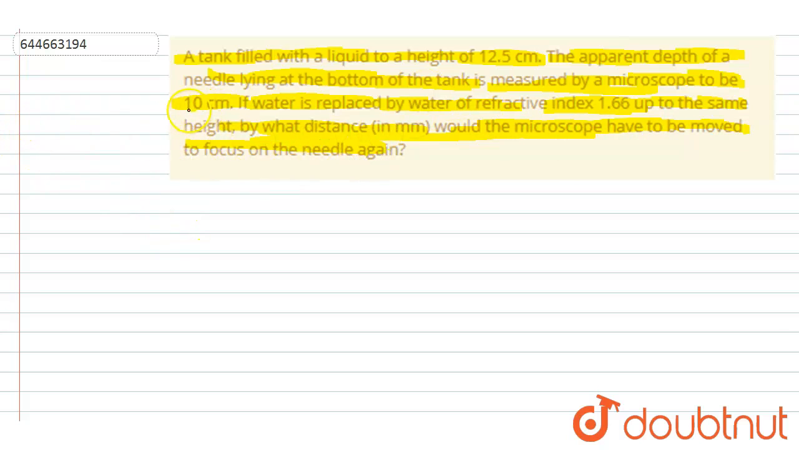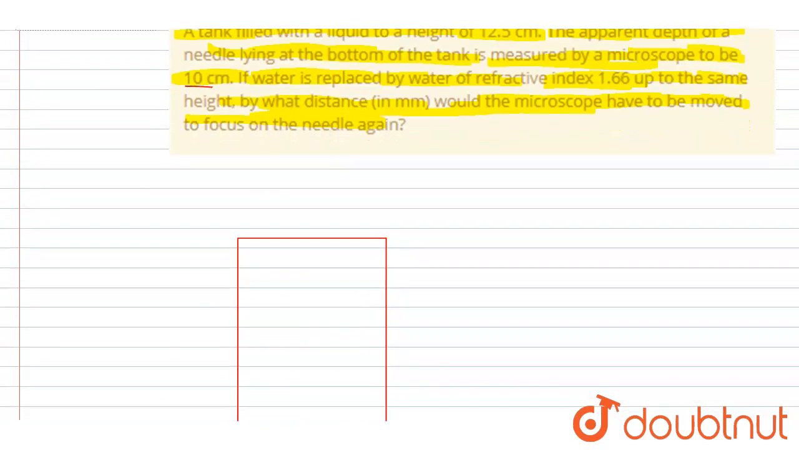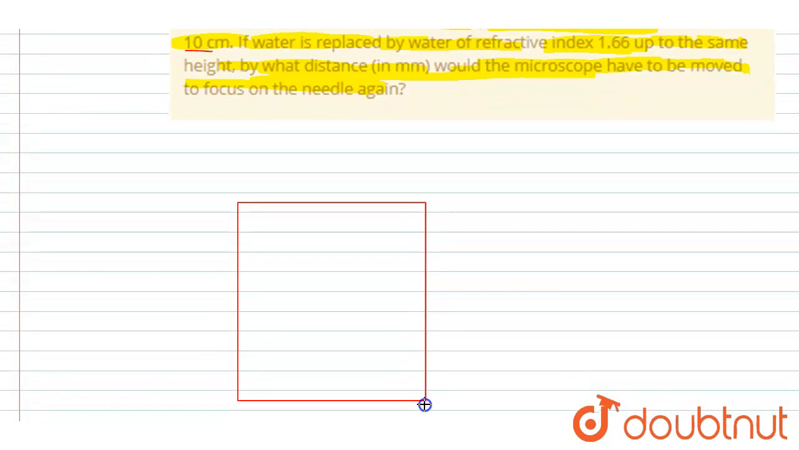So earlier the distance measured was this, right? Now we want the distance through which the microscope should be moved so that it could focus the needle again, right? So let us calculate the apparent depth of the needle now if the refractive index is changed.